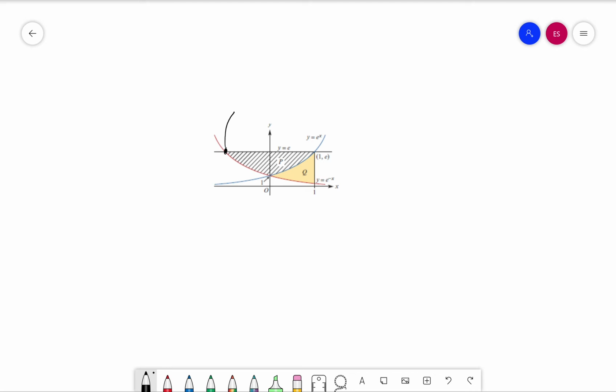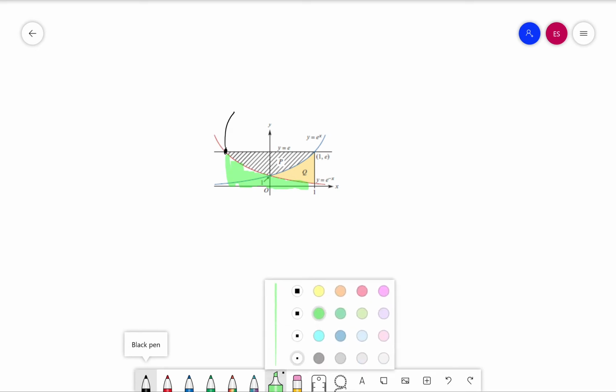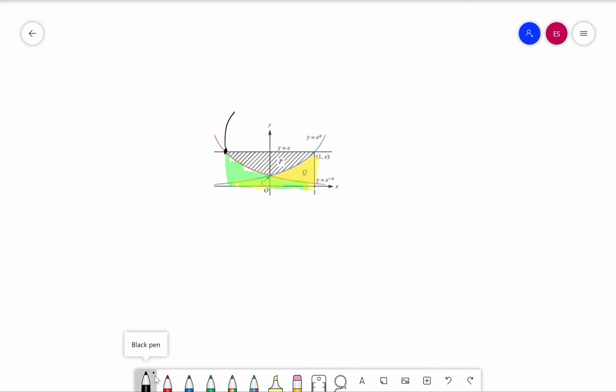Alrighty, so to calculate the area of P, what we're going to do first is calculate the area under the curve of this one here, and then also the area under the curve of this one here. And then what's left over is P. So we also need to calculate the area of this rectangle here, then we can just minus the area off.